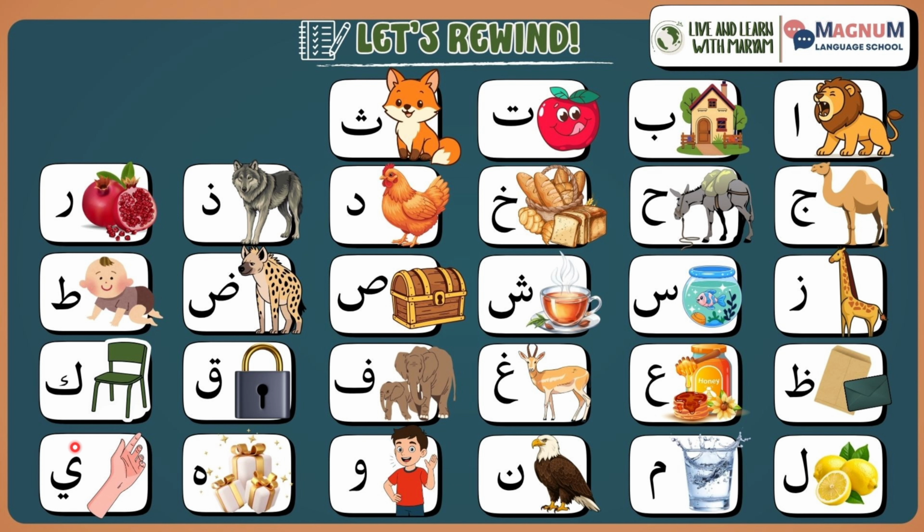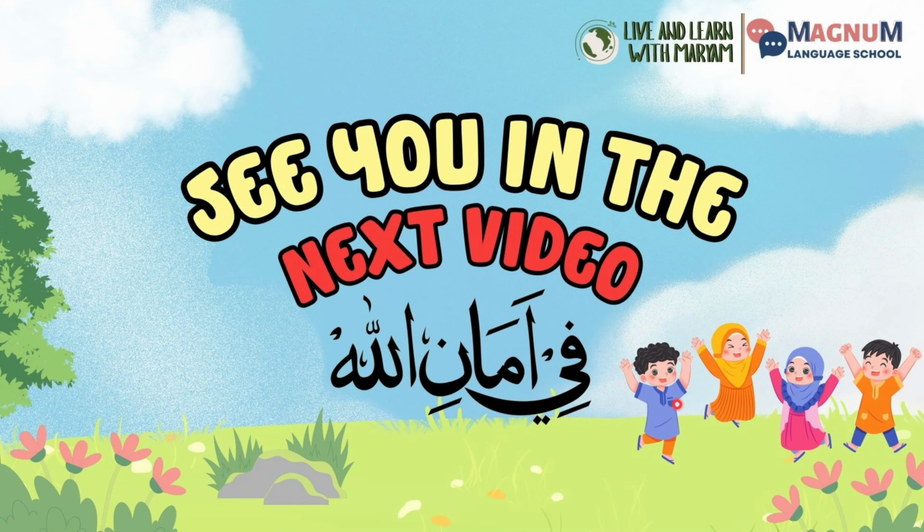Very nice. So these are all the 28 letters of Arabic, and this is the end of lesson number 1, Arabic alphabet. In the next lesson, we'll learn the body parts in Arabic.